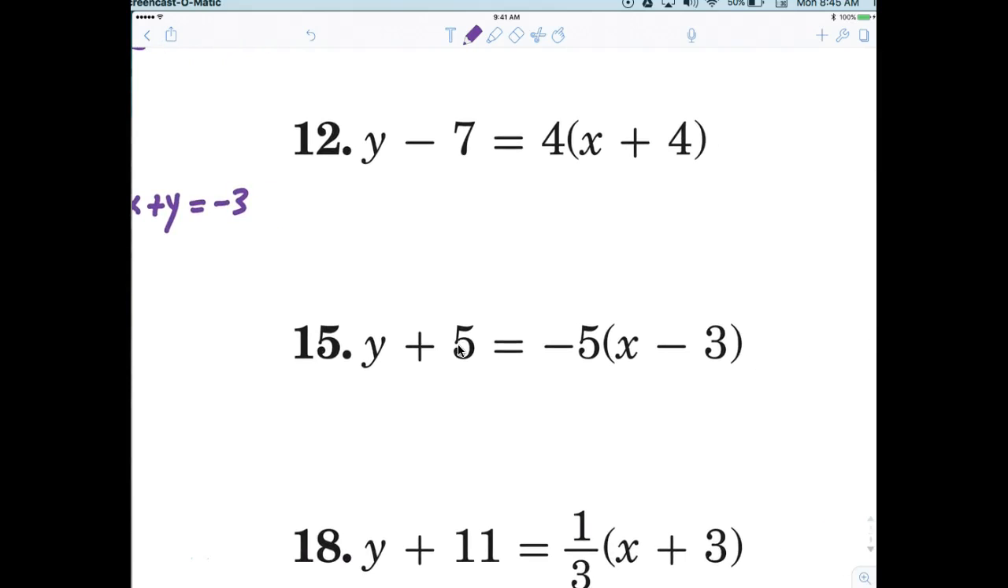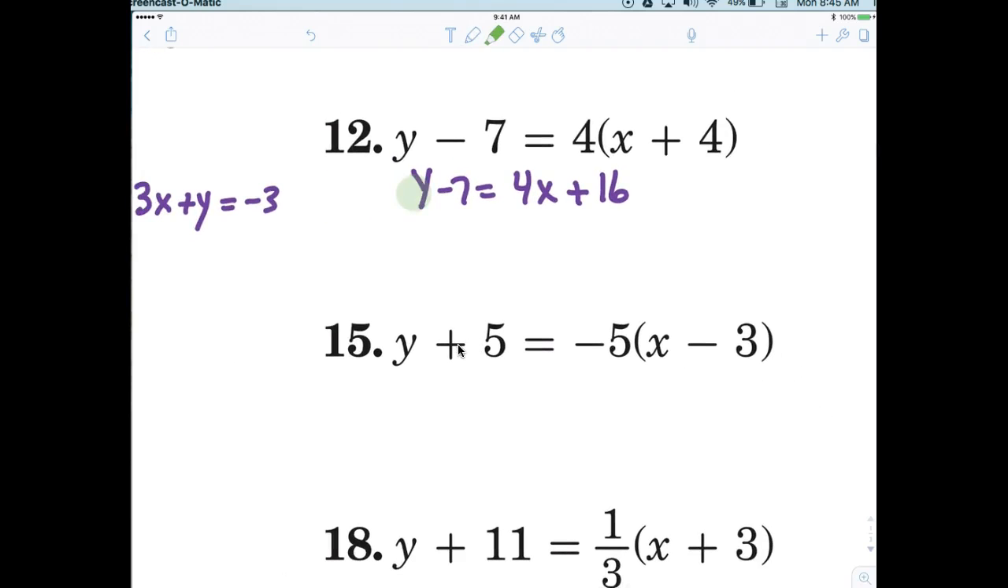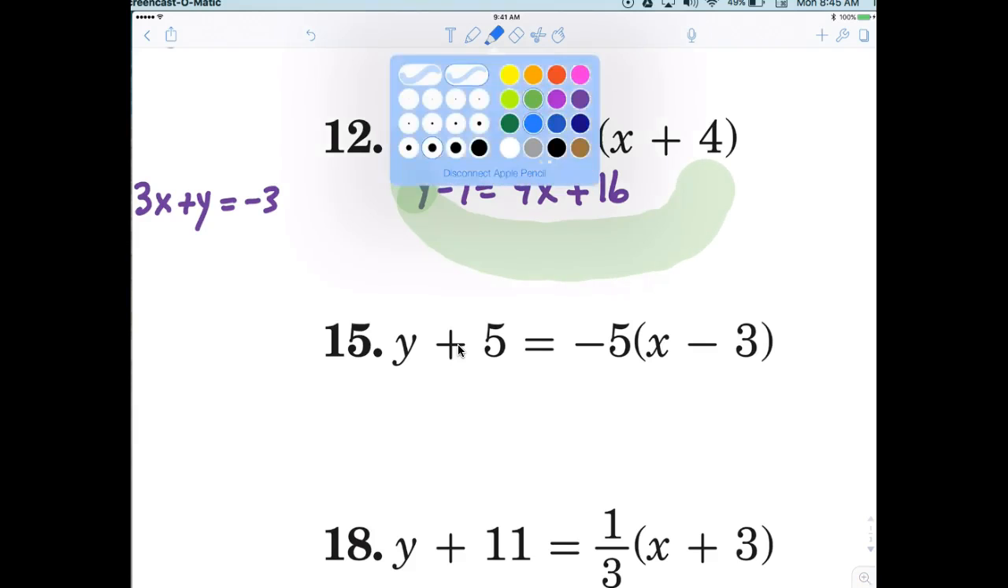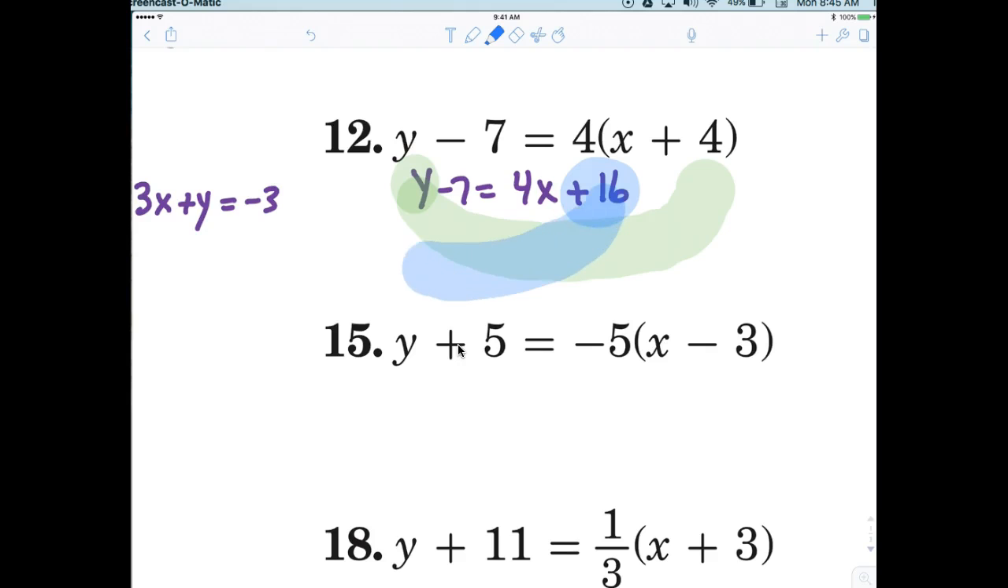For number 12, I'm going to distribute. So here we go. y minus 7 equals 4x plus 16. Everybody happy with that? Move the x to the left. Now listen, the 4x is positive, correct? So if I move that, that's going to make it what? Negative, so I don't want to do that. I'm going to move the y. So I'm going to take the y and move it over here, and then I'm going to take the 16 and move it over here.